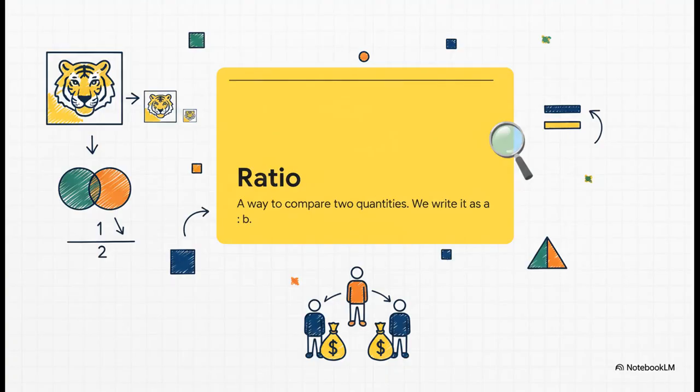So what even is a ratio? Don't let it scare you. It's just a simple way to compare two numbers. We just put two dots, a colon, between them. So we say it as A is to B. It's just a comparison, that's all.